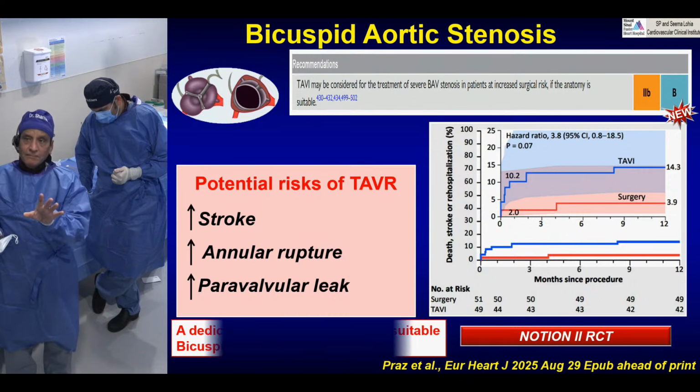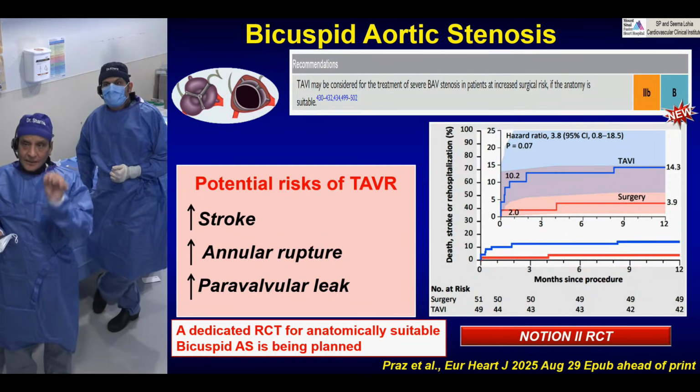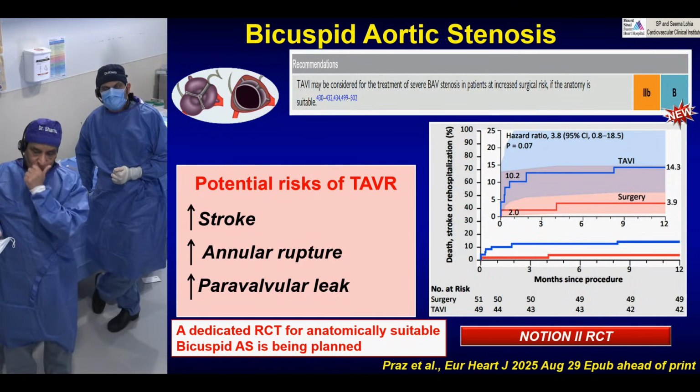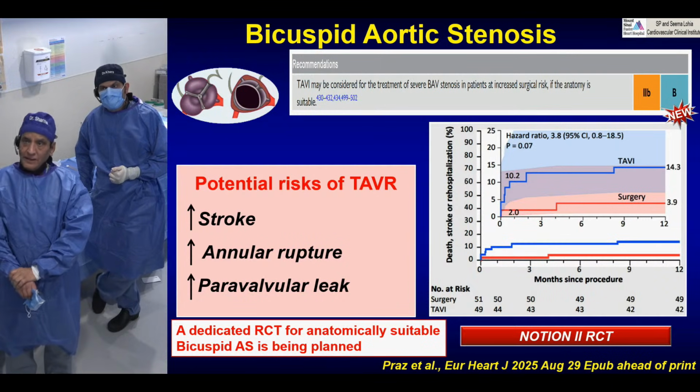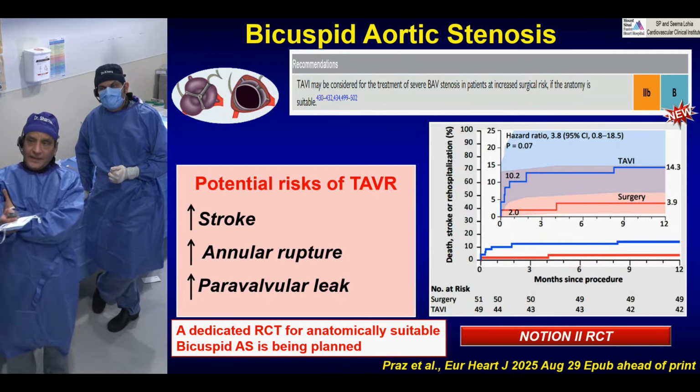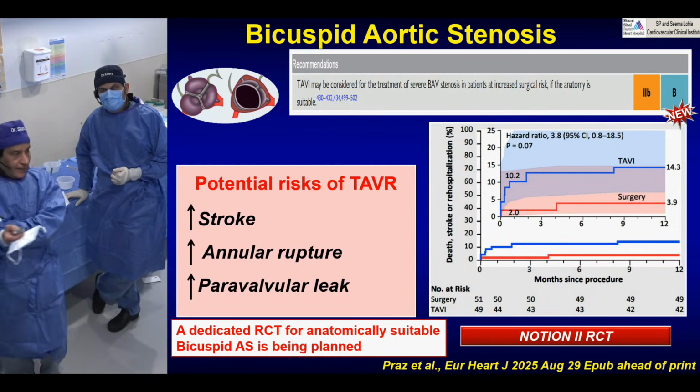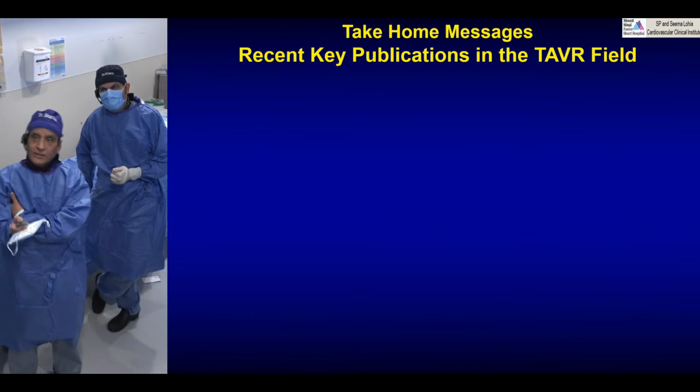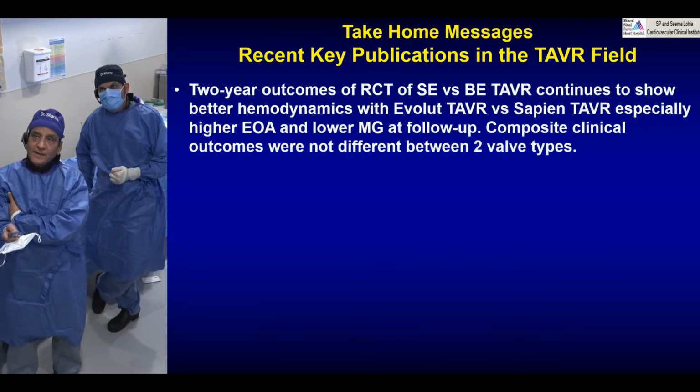and it's a 2B. But now, as you know, a dedicated randomized trial led by Raj Makkar is being planned for anatomically suitable bicuspid AS, and we will be getting the data and will participate in this bicuspid aortic stenosis trial. So let's complete our presentation.